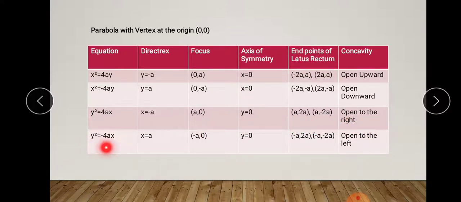Fourth, y squared equals negative 4ax, and the directrix is x equals a, and the focus is at the point negative a, 0, axis of symmetry y equals 0, and the endpoints of latus rectum at the points negative a, 2a, and negative a, negative 2a, and the concavity is open to the left.